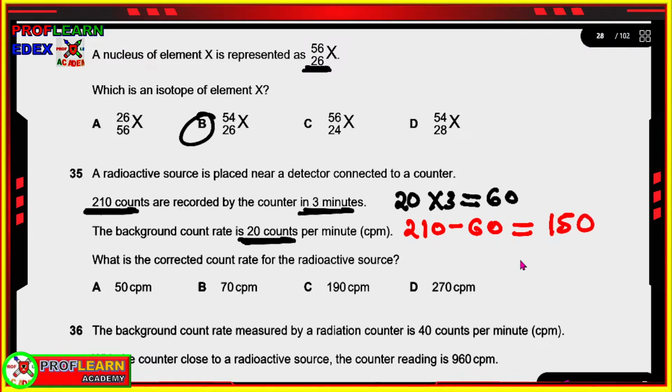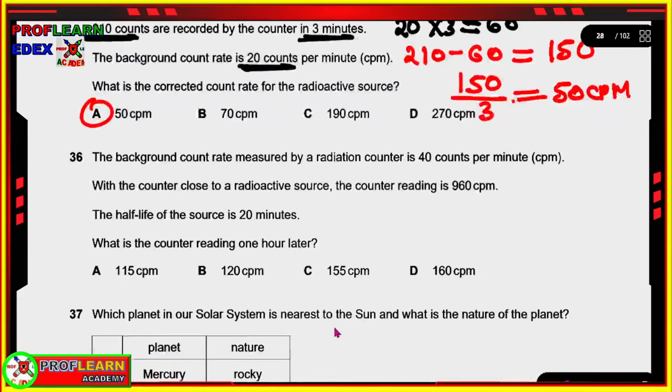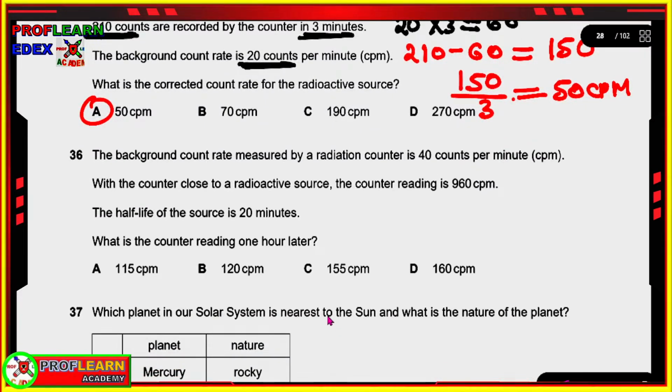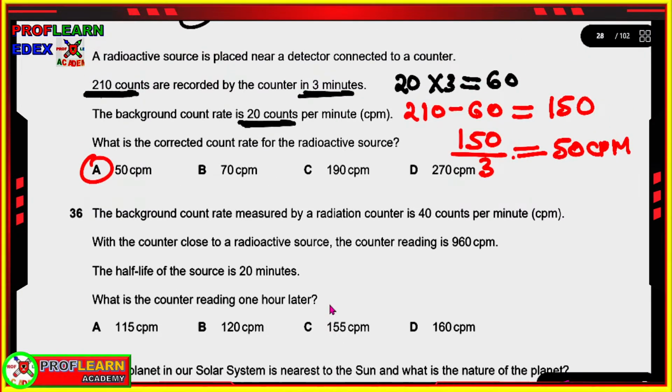So the count rate will be 150 divided by the duration of time, which is 3 minutes, and that's going to be 50 CPM, which is going to be A in that case. That is question number 35.